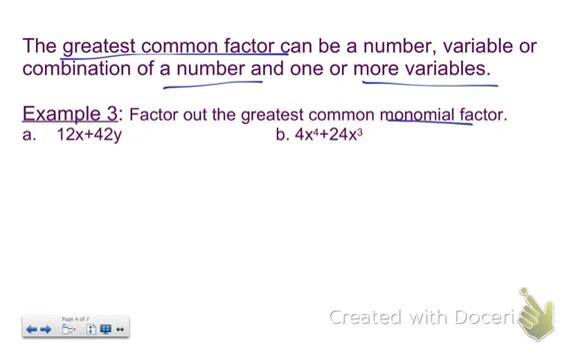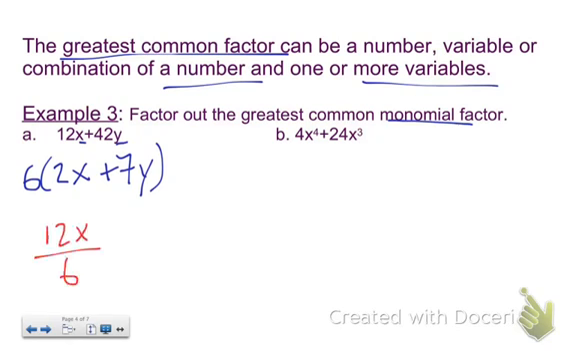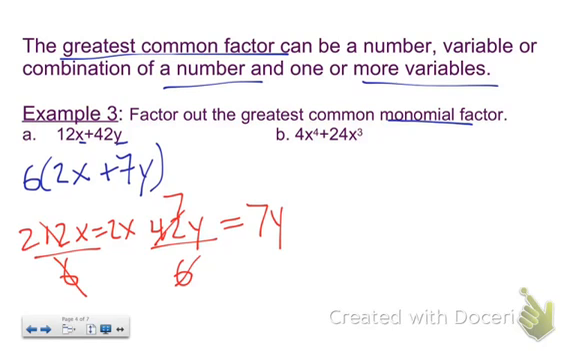So 12x plus 42y, they have two different variables, so those are going to stay. But 12 and 42 have a greatest common factor of 6, because 6 times 2 is 12, and 6 times 7 is 42. So if I take out a 6, I'm left with 2x plus 7y. Now, if you're wondering how I knew that's what I was left with, what I was doing was taking each term in the polynomial and dividing by 6. Well, 12x divided by 6 is just 2x, and 42y divided by 6 is just 7y.